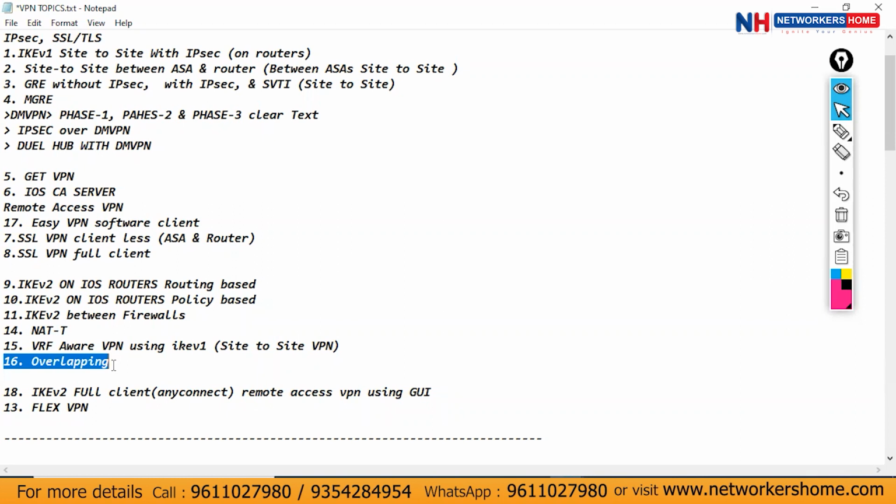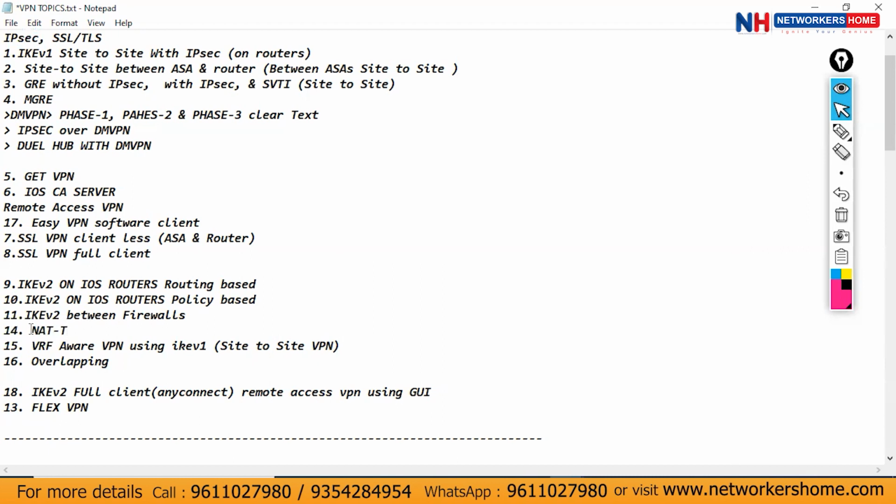So from my side, I'm including some topics which are not in your syllabus but are important from an interview perspective. NAT-T, very, very important. According to the examination, it might or might not be, not sure. But from a real-time perspective, very important. They will definitely touch on NAT-T whenever they ask you about IPsec. In IPsec, they will definitely ask you about NAT-T.